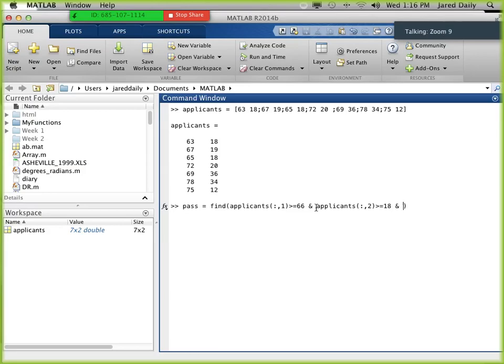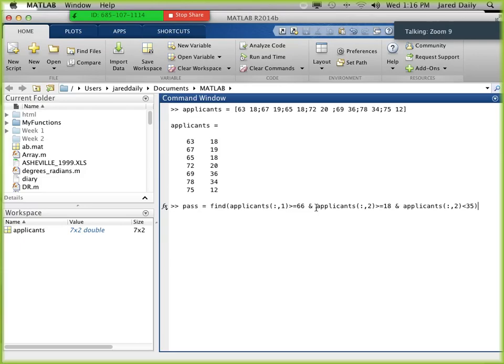So we also want our applicants in the second column, their age, right? We also want this to be less than 35. So now we're really being discriminatory. That's breaking federal law right there.